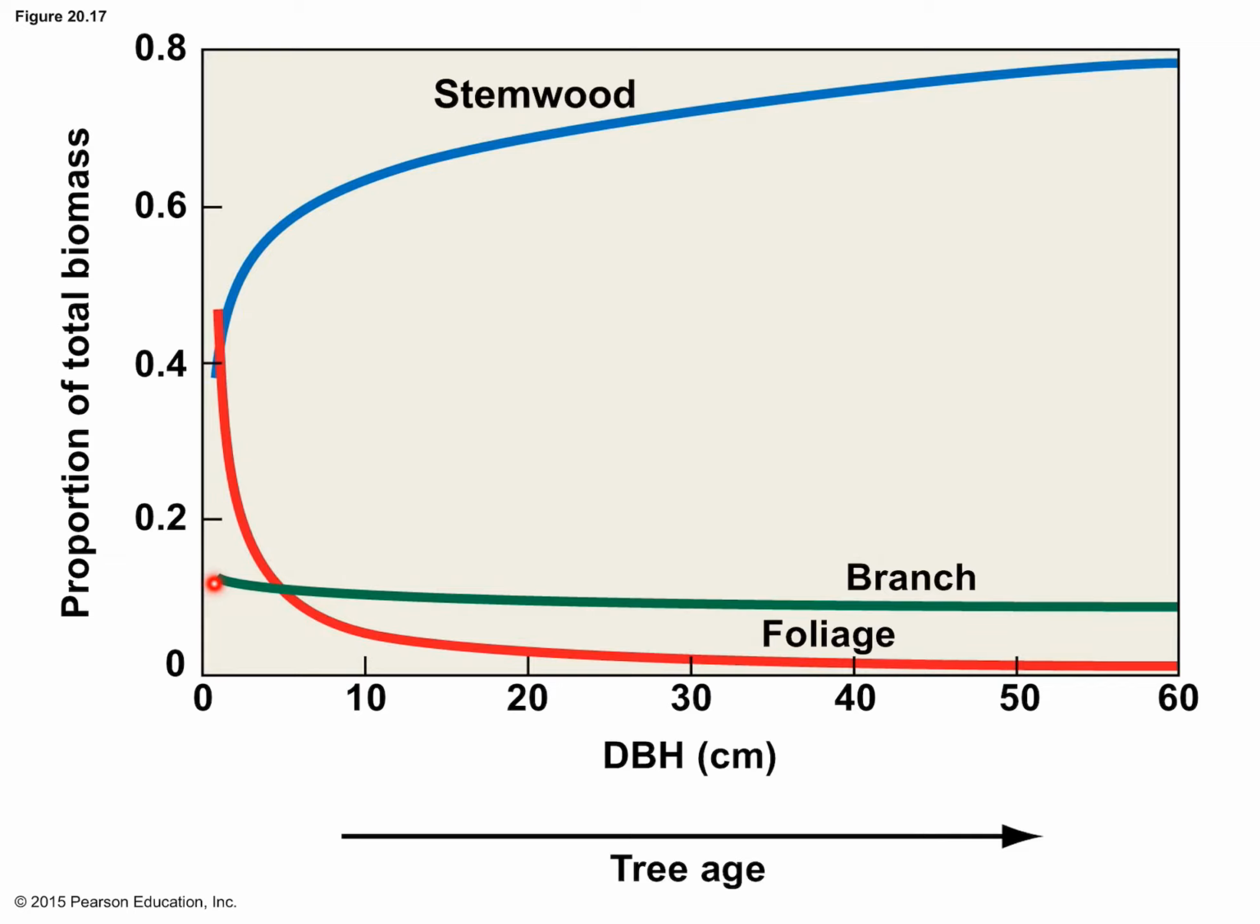Branches, how much biomass is allocated into branches, that generally doesn't change a whole lot relative to what's in foliage, what's in the stem wood, the trunk of the tree. And you can see the stem wood takes off very early on and very quickly dominates in terms of what proportion of biomass it accounts for in that tree.